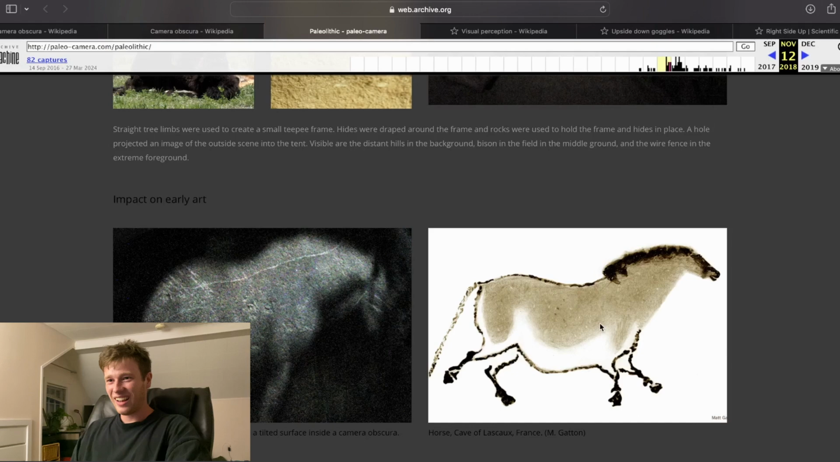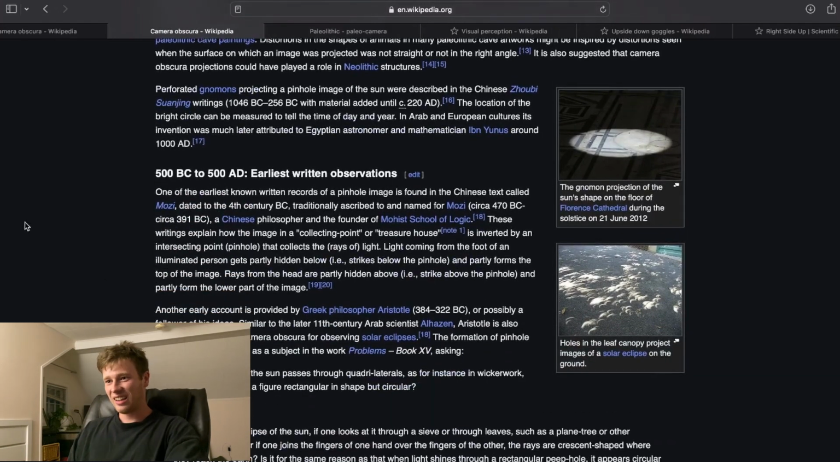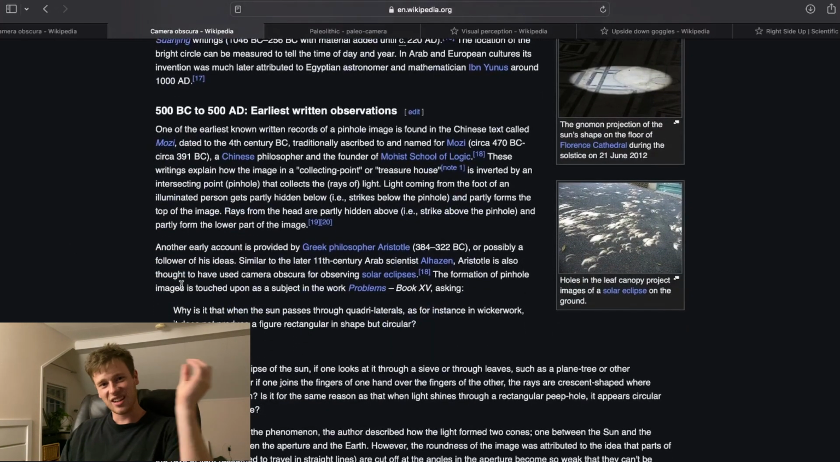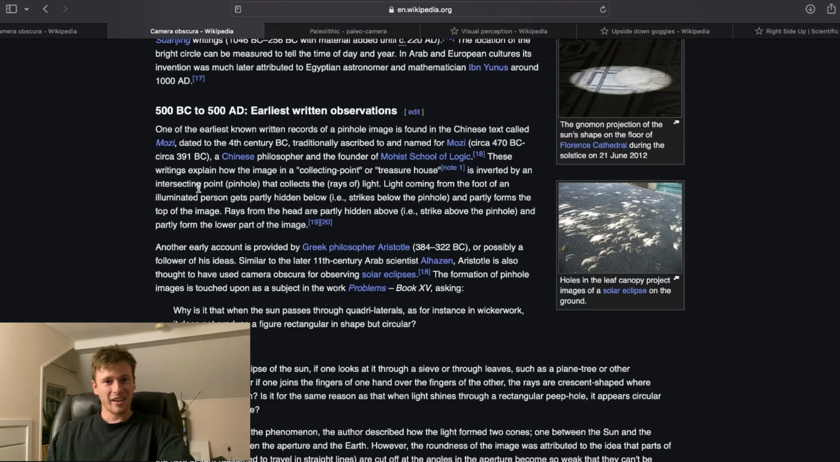But moving past cave paintings, we're talking about 500 BC here. They have sundials in China, and it's using a similar concept to cast the projection of the sun using the sundial. Moving forward further, Aristotle has a pinhole, and it's a square shape. But when light is traveling through it, it's coming out as a circle, and he doesn't understand why.